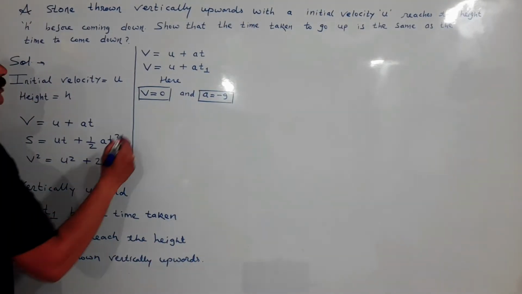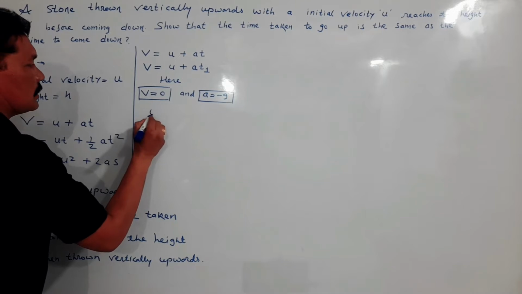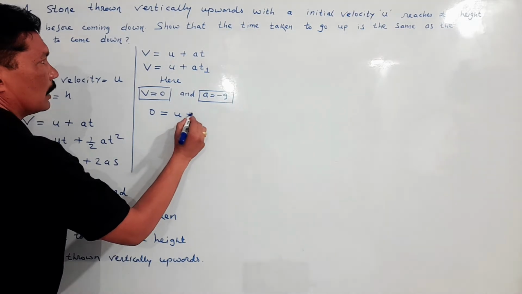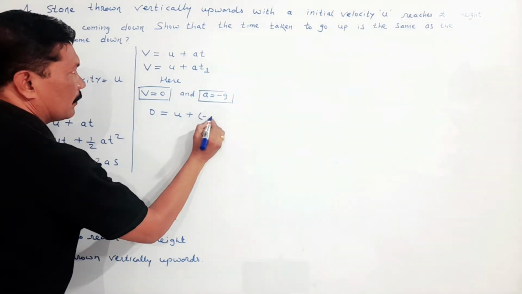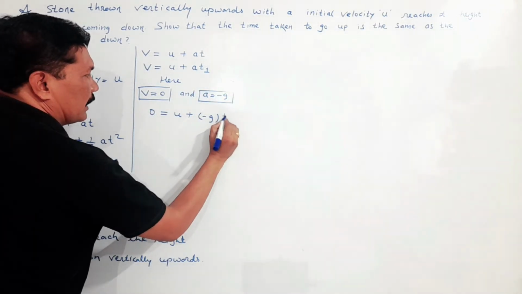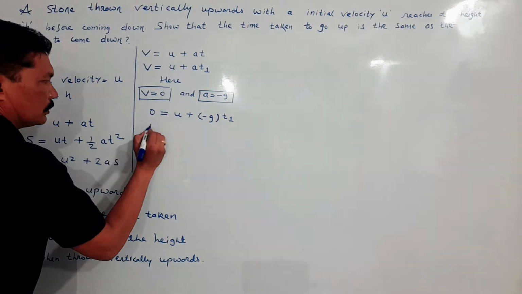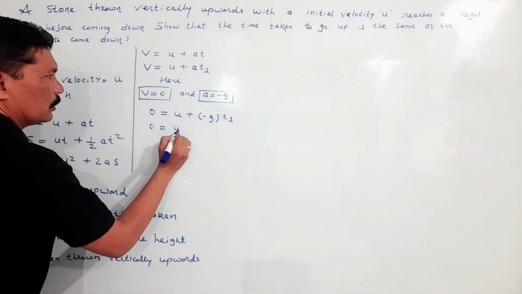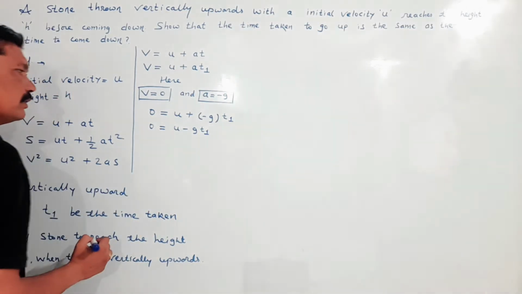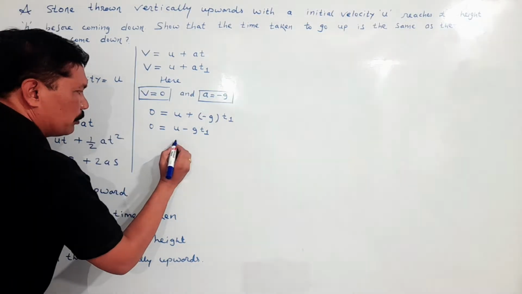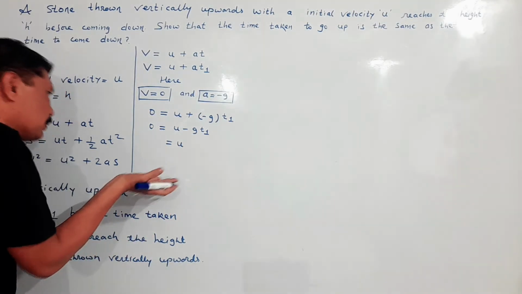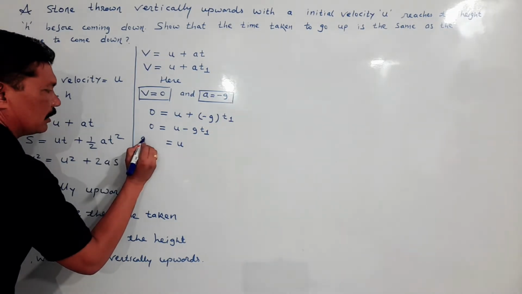So this equation will become 0 is equal to U plus, in place of A we will write minus G, and into T1 we will write it as it is. So 0 is equal to U plus minus minus G T1 we can write. My dear student, here we can keep U as it is, equation as it is, minus GT1 will take to the other side of the equation and it will become GT1.